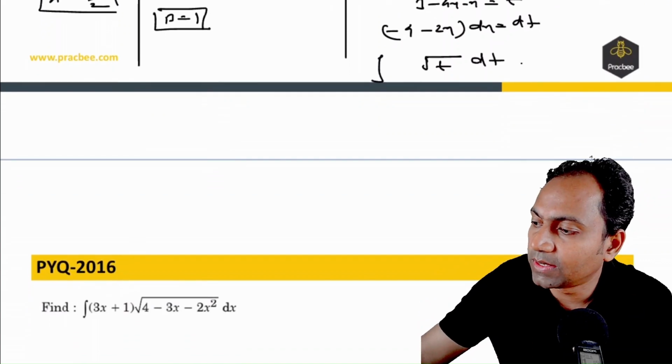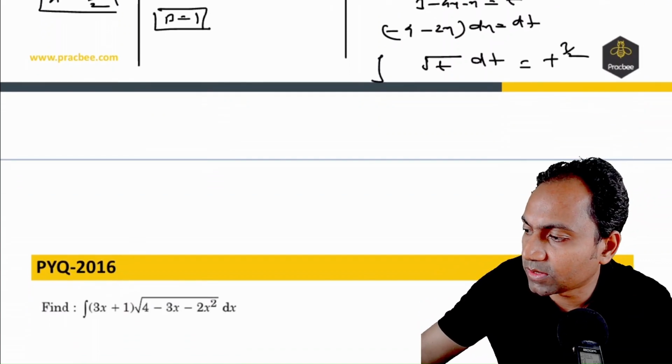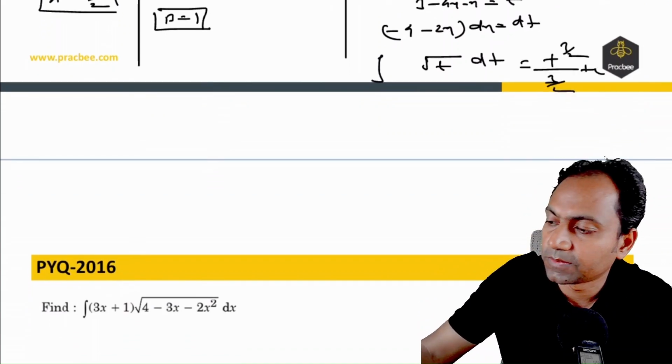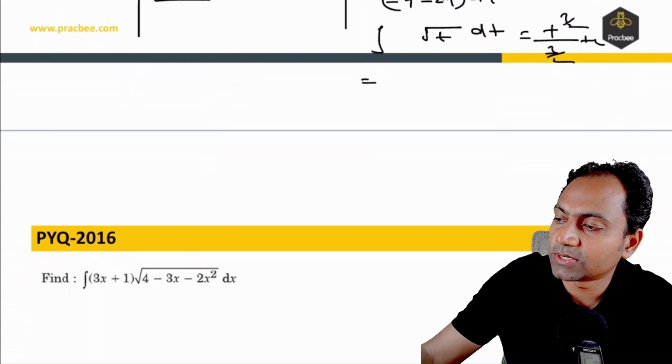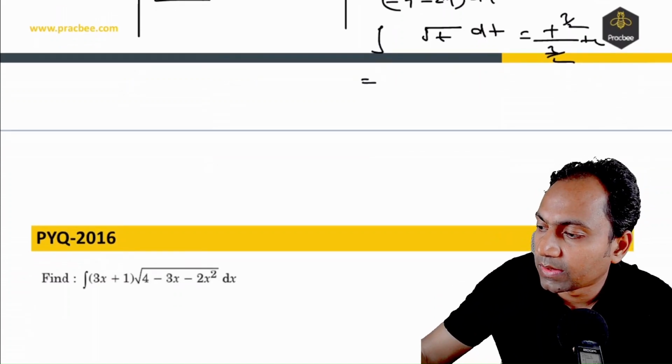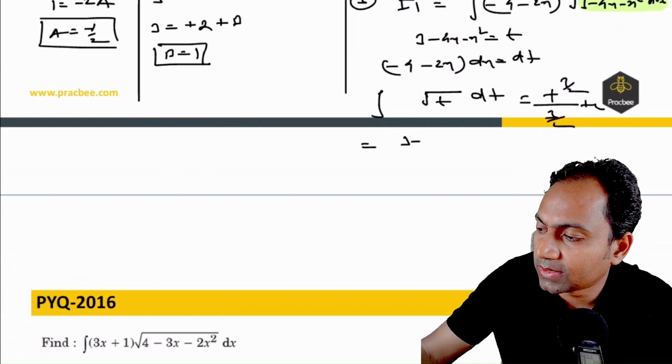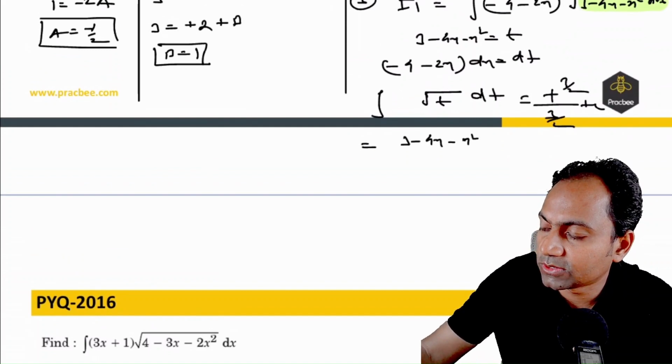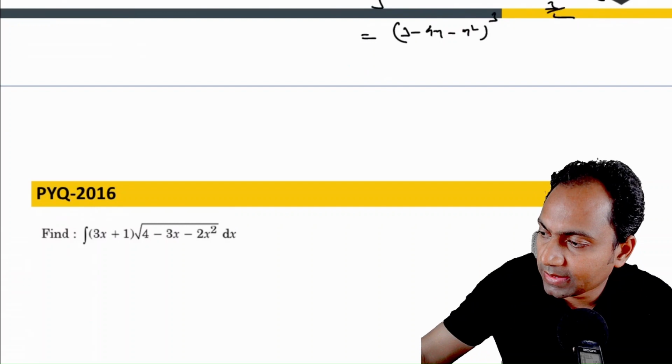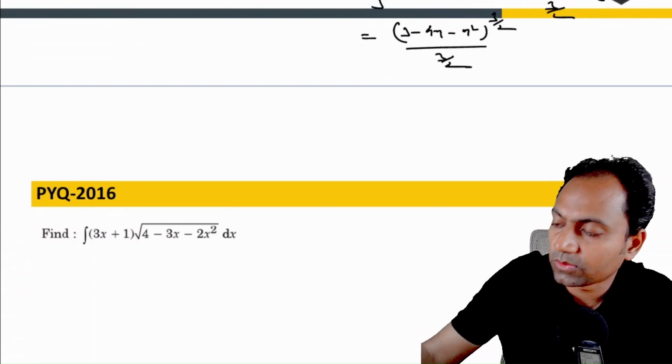And if I do so, this becomes root of t dt. And now this can be integrated and written as t raised to the power 3 by 2 by 3 by 2, plus c. So my answer to this part comes as nothing but (3 minus 4x minus x square) raised to the power 3 by 2 by 3 by 2.